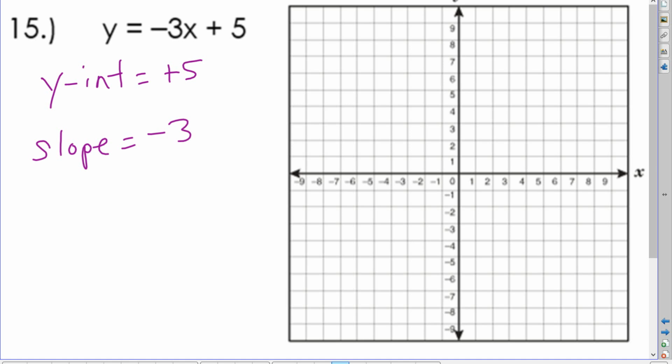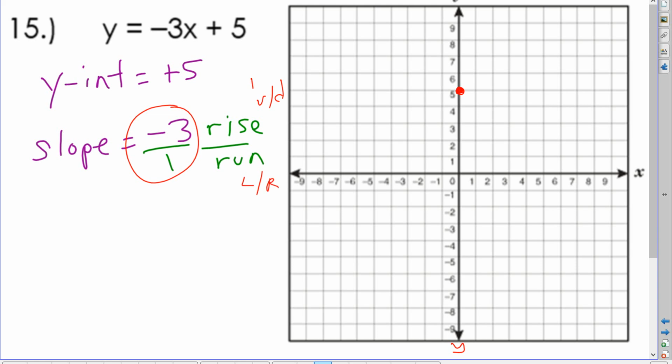But remember, slope indicates the ratio of the rise over the run. So if you're missing the run, you fill in an invisible 1. So the y-intercept means that you go to the y-axis. So the y-axis is the horizontal axis. So I'm going to go to positive 5 and make my first point. The slope are the directions to the next point. So the rise would be up or down, and the run would be left or right. Up is if your number's positive, down is if your number's negative.